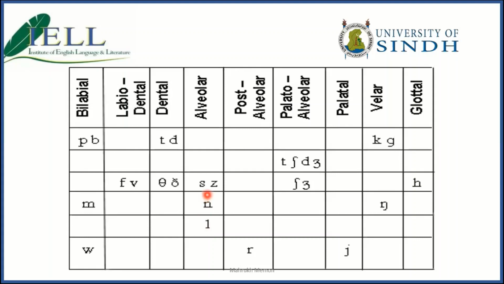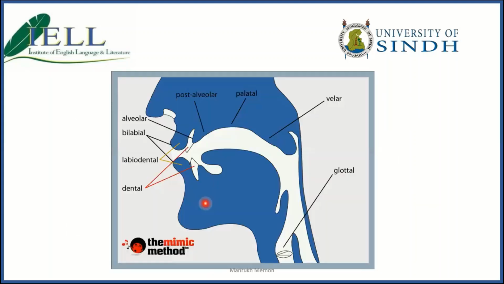Okay, S, Z, N, L. You would see whenever we are pronouncing all these four sounds or any of these sounds, the middle part of our tongue or some part of our tongue is touching the alveolar ridge. Alveolar ridge means behind the teeth, the top part of the teeth, behind the teeth. As in this previous picture, this is your teeth, this part is our alveolar ridge here.